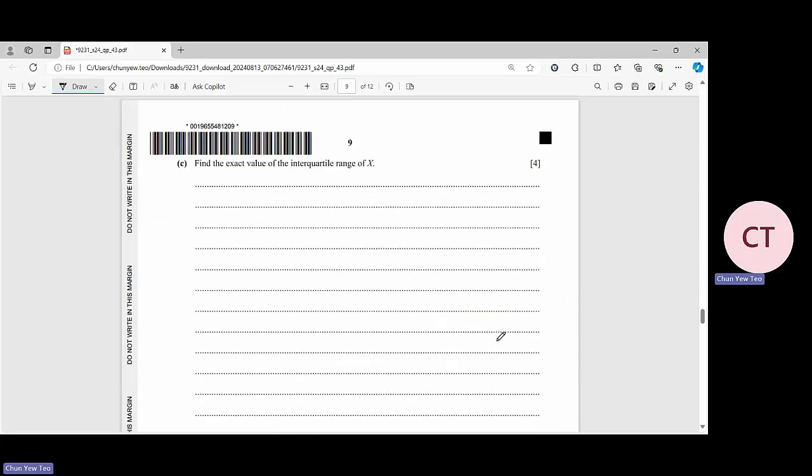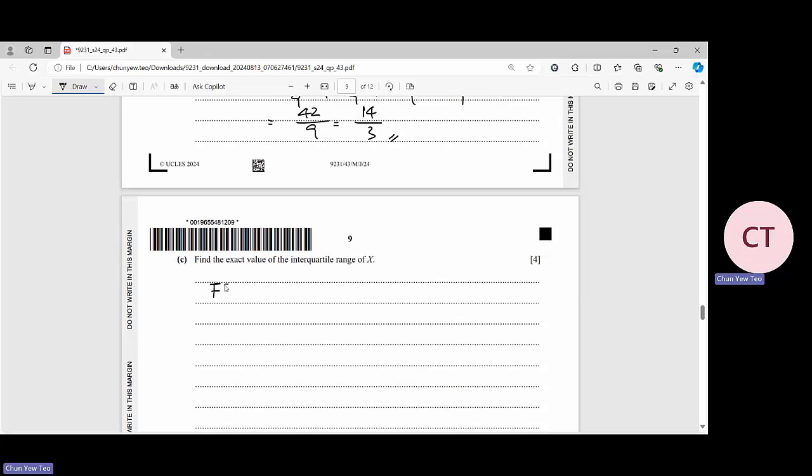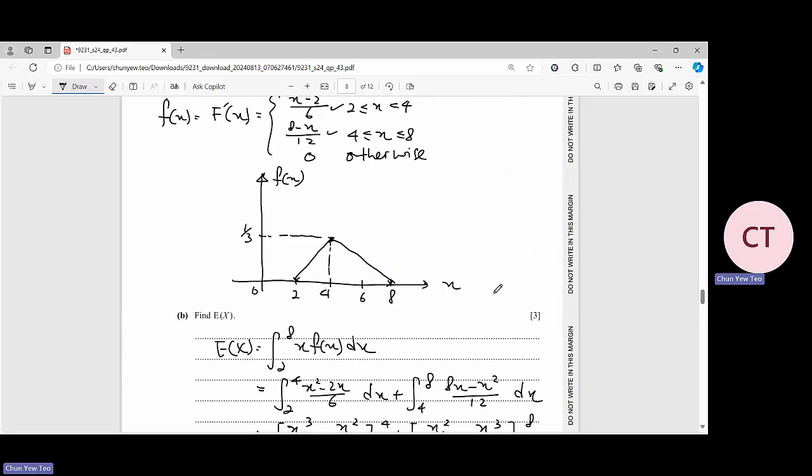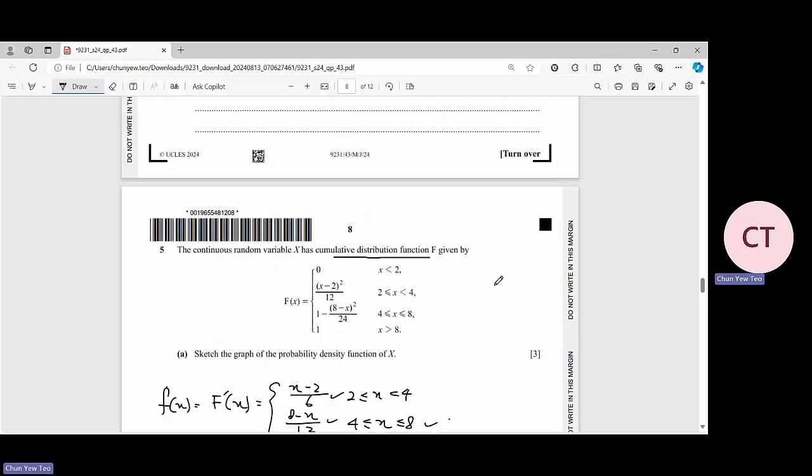Find the exact value for the IQR, the interquartile range. To find the interquartile range, we need to find Q3 and Q1. To find Q3, we use the cumulative distribution function, CDF, where F(Q3) is equal to 3 over 4, and for Q1 it will give you 1 over 4. Okay, so Q3 is here. I was supposed to refer to it as the CDF, not the PDF. Over here is my Q1, and my Q2 is over here.